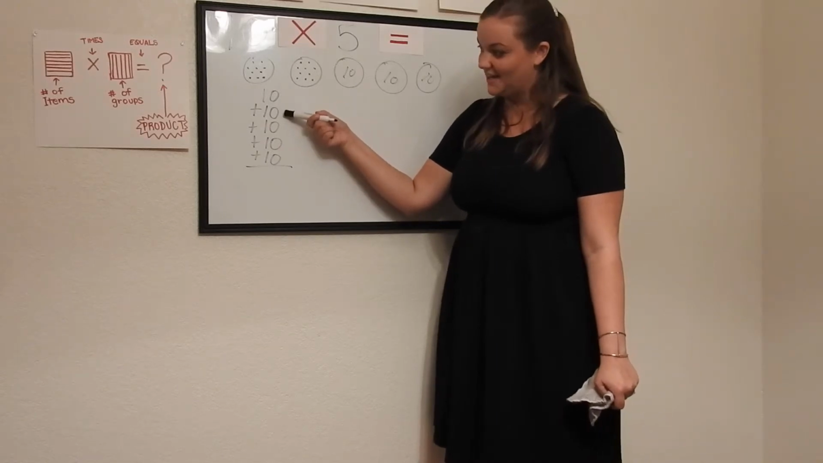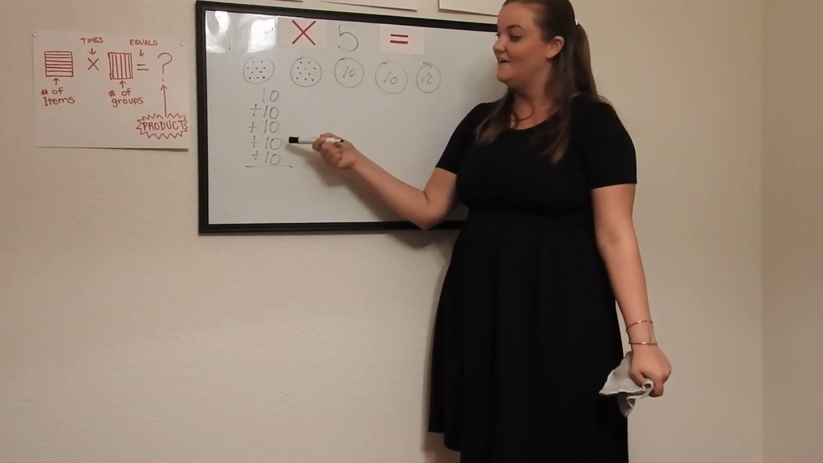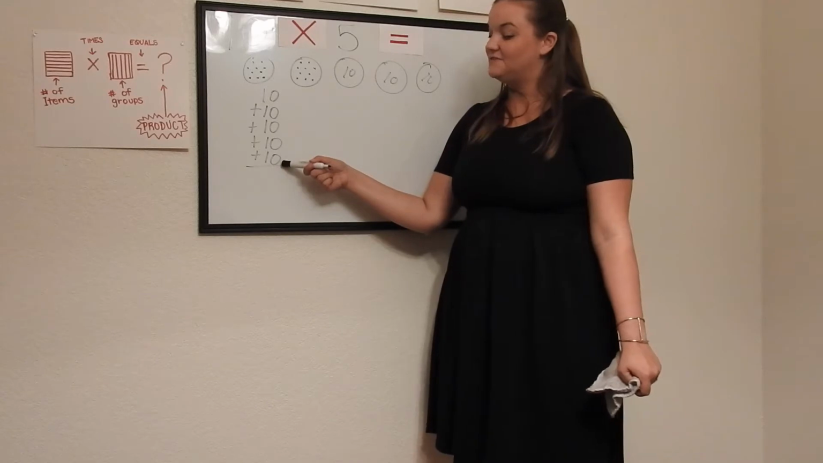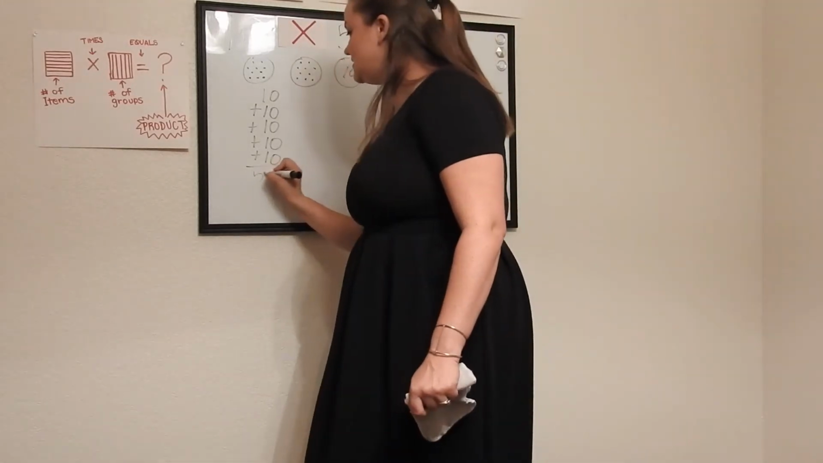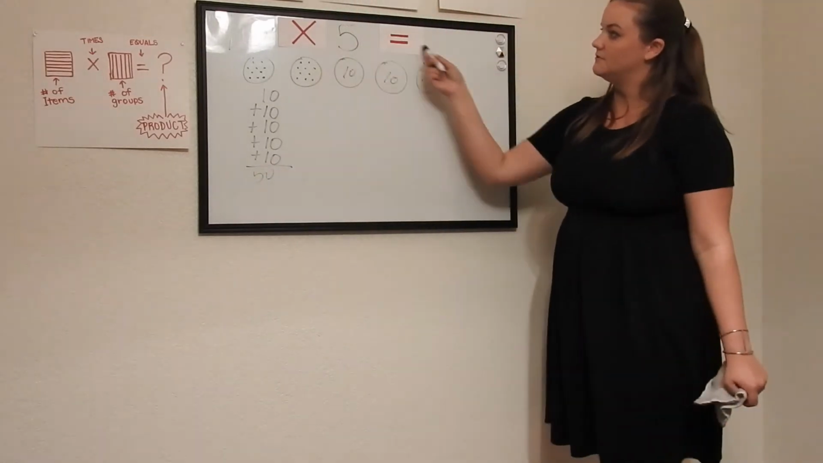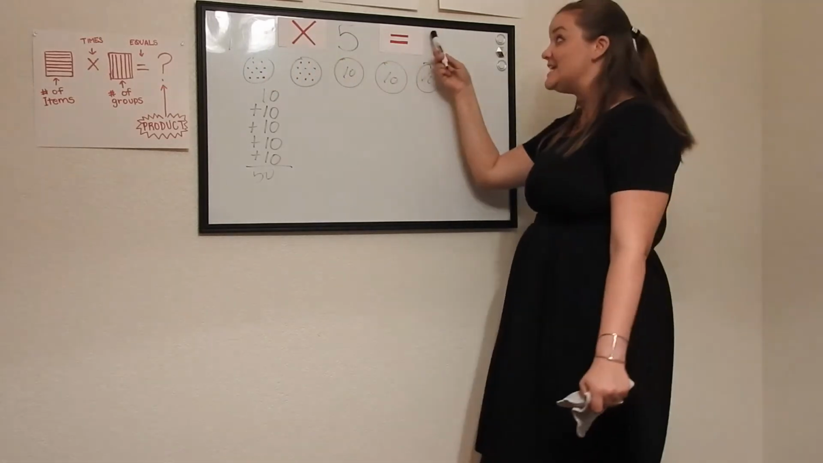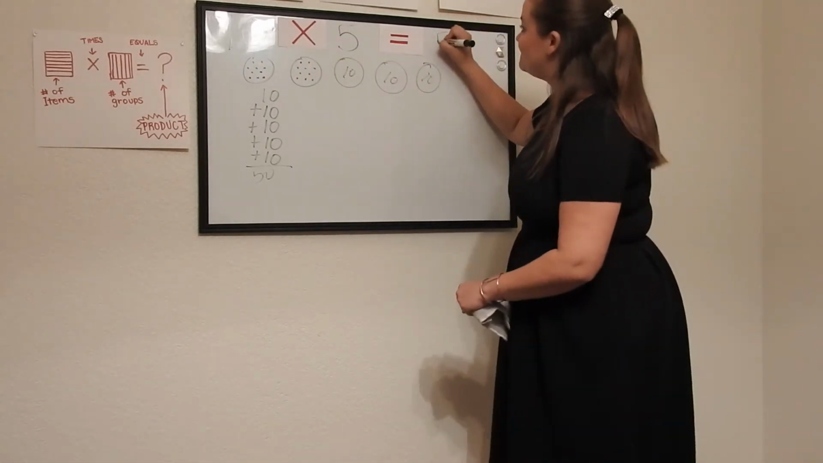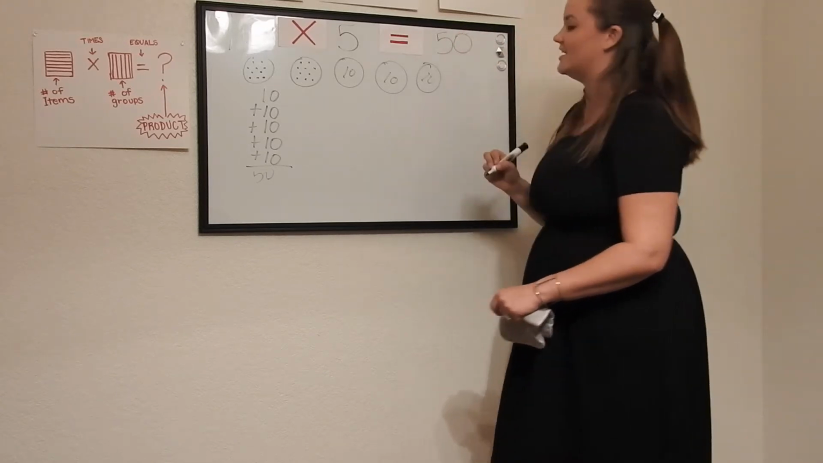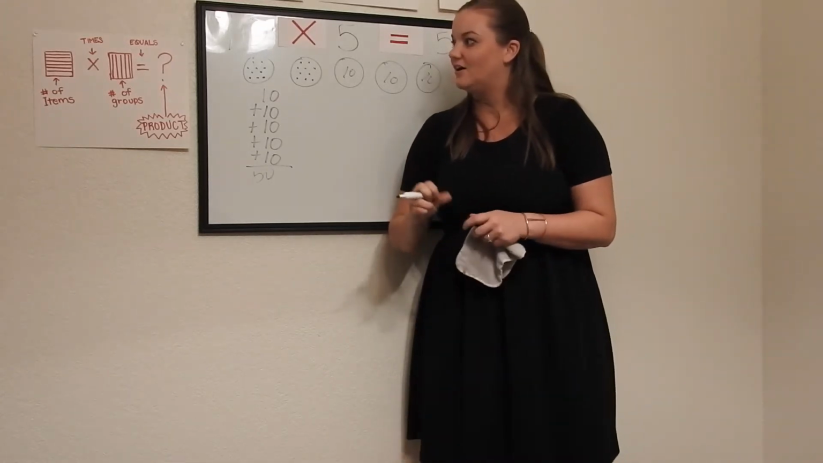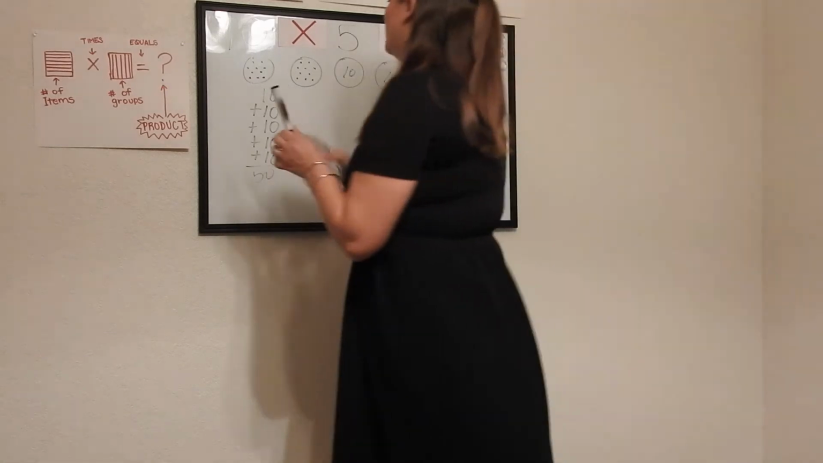10, 20, 30, 40, 50. 50. We're going to write it right there, but we're also going to write it up here because 10 times 5 equals 50. Good job.